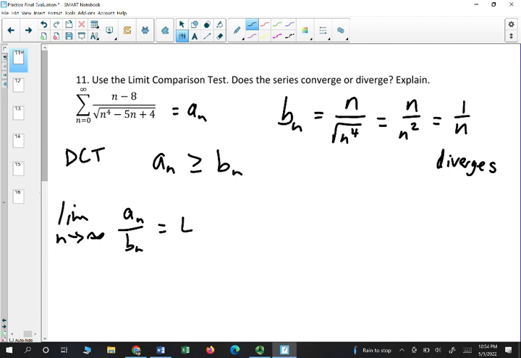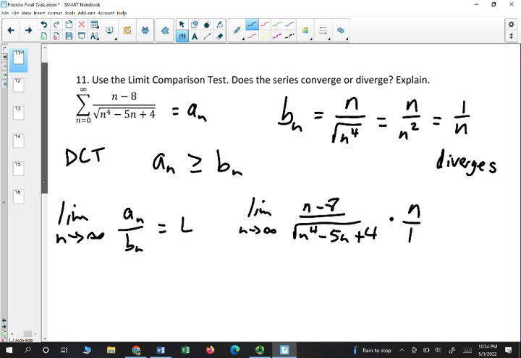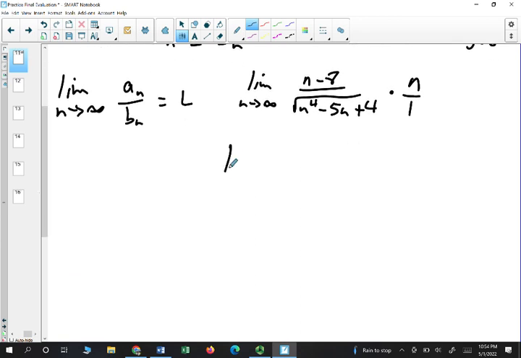Okay, so let's do that. Let's take our limit then. So we would have the limit as n goes to infinity of n minus 8 over the square root of n to the fourth minus 5n plus 4. We would divide by 1 over n or multiply by n over 1. So we have a limit. You can multiply the n times n and n times 8. So we have n squared minus 8n.